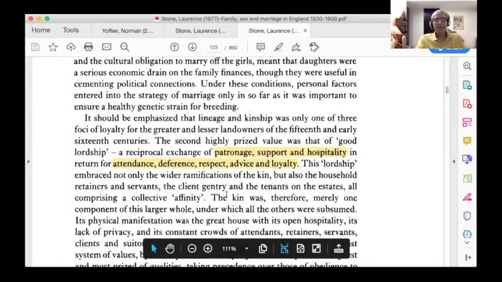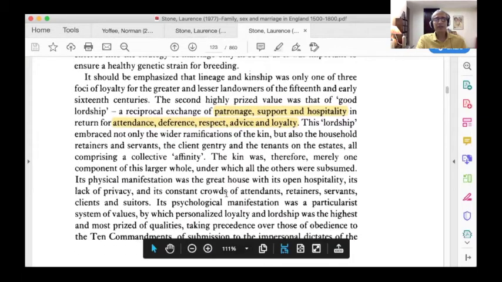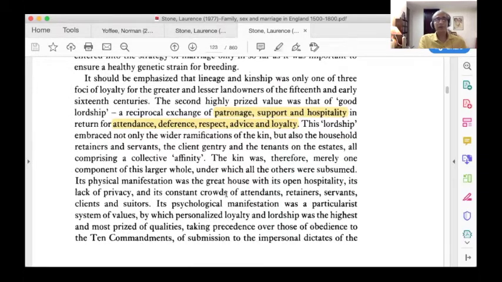It should be emphasized that lineage and kinship was only one of three foci of loyalty for the greater and lesser landowners of the 15th and early 16th centuries. The second highly prized value was that of good lordship, a reciprocal exchange of patronage, support, and hospitality in return for attendance, deference, respect, and loyalty. Right? So the lordship, the lord of the manor, the person who controlled estates as far as the eye could see and beyond.